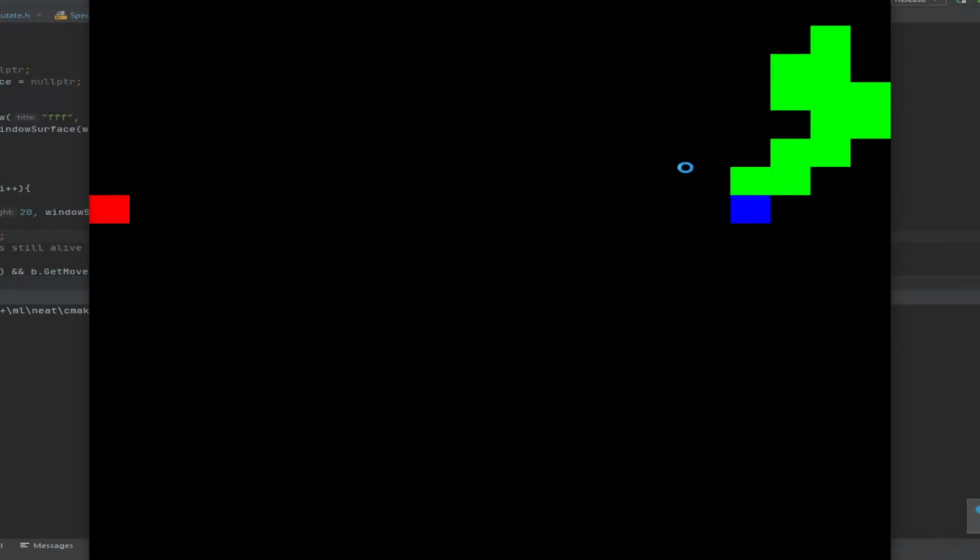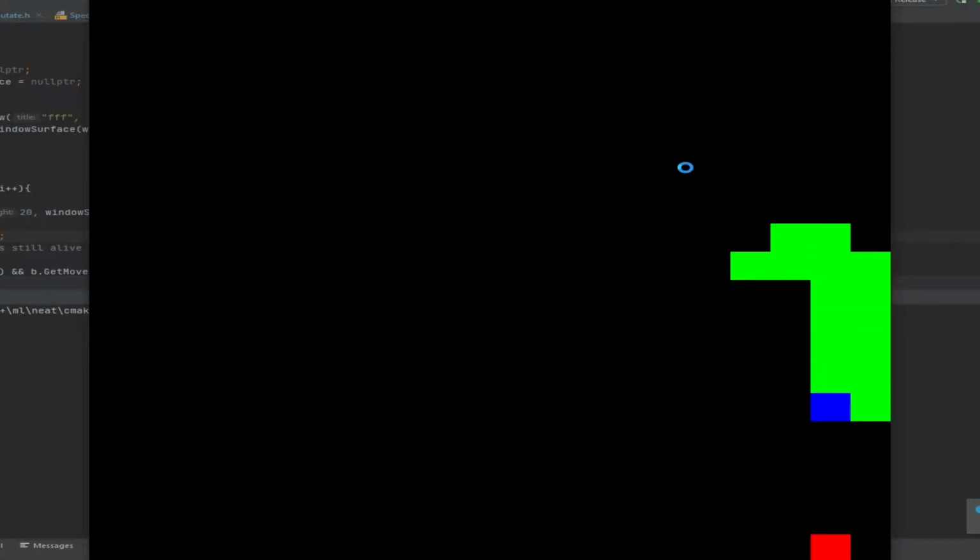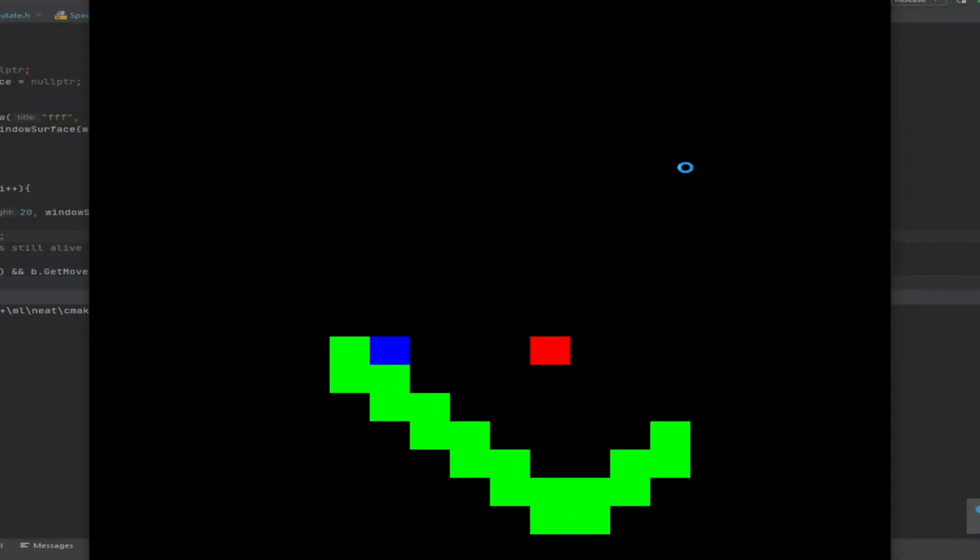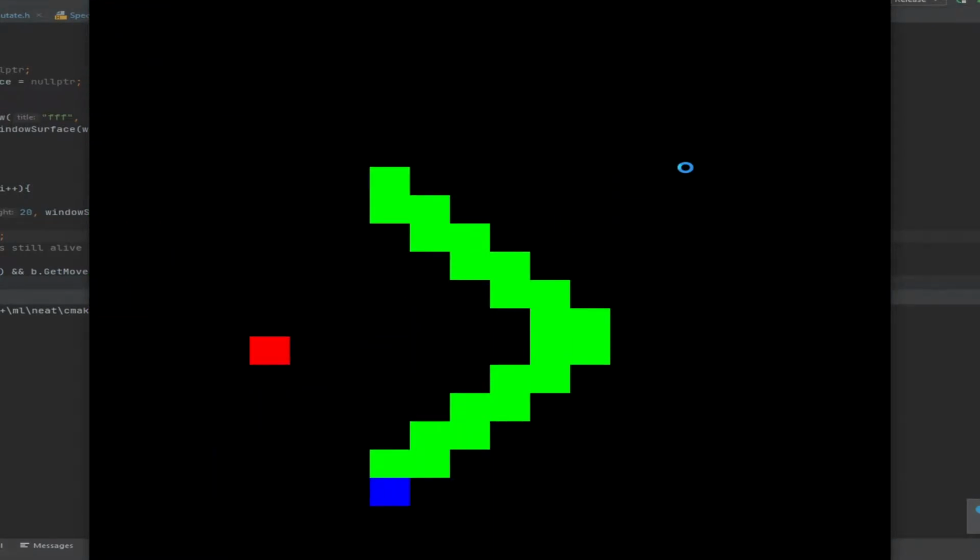Alright, this is the NEAT algorithm, NeuroEvolution of Augmenting Topologies, playing Snake. So basically what the program does is it takes X amount of inputs and then produces Y amount of outputs based on what you need the program for. So usually this works well with games and stuff like that.